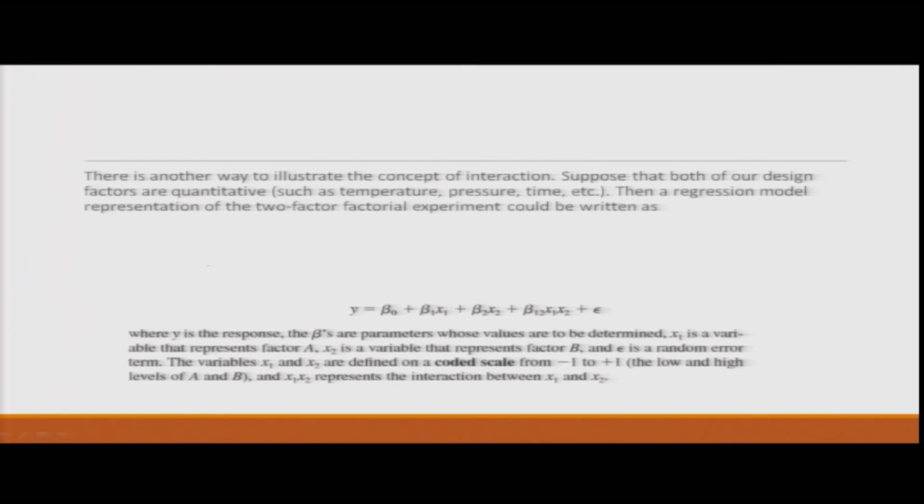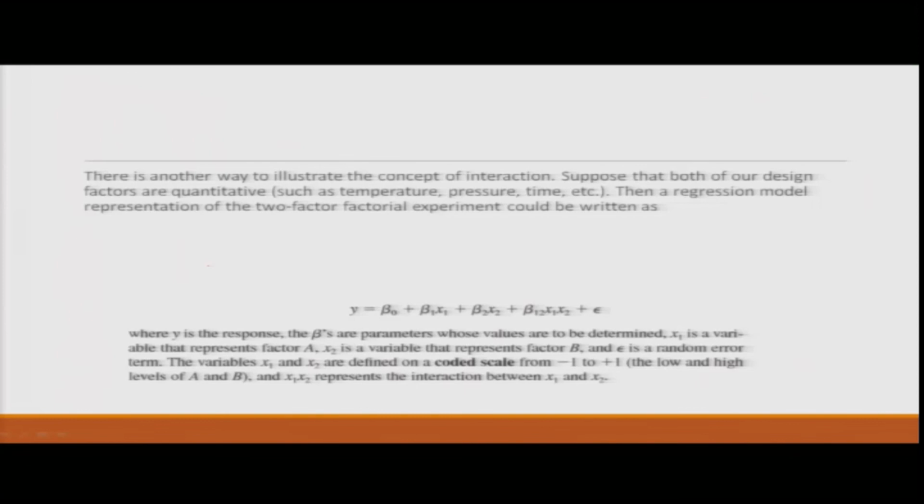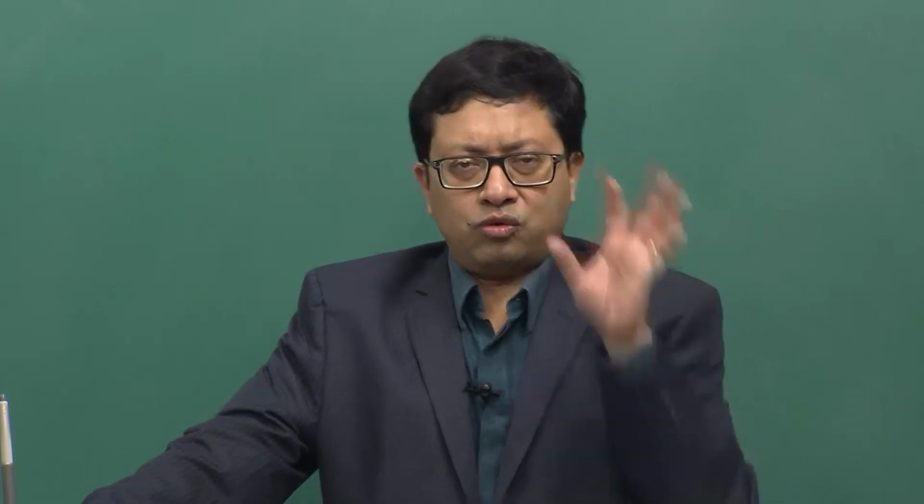Suppose that both of our design factors are quantitative, such as temperature, pressure, time, humidity, wind speed, whatever it is. Then a regression model representation of the two factor model can be represented like this. There are two factors, x1 and x2. Obviously, we will have one term for x1, one for x2, and one for the combination. So, y is equal to beta naught or alpha, corresponding to no effect coming from either x1, x2 or combinations of x1 and x2.